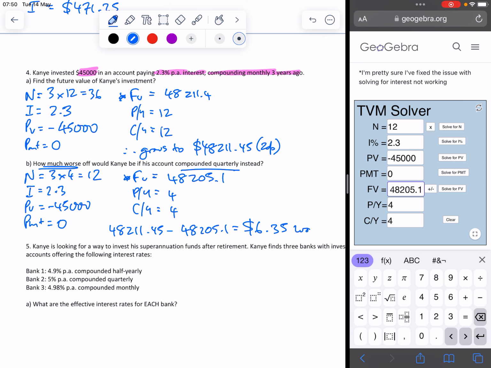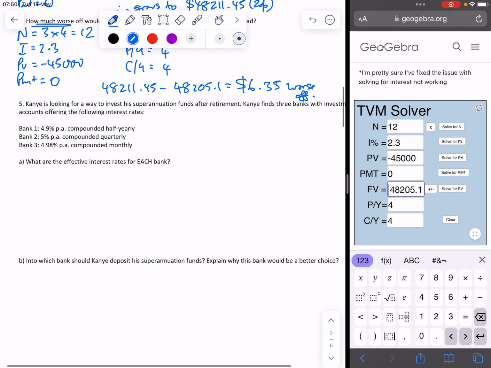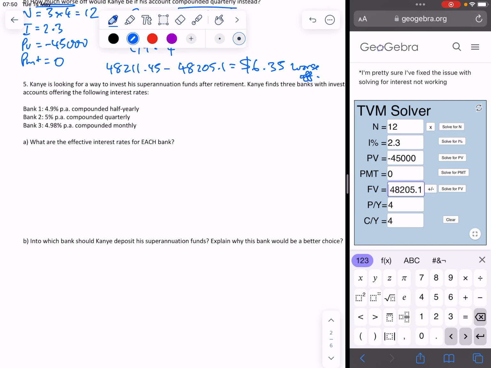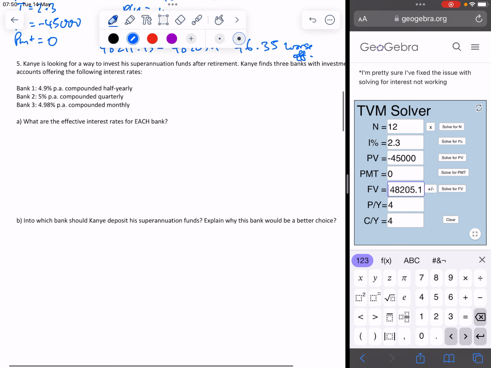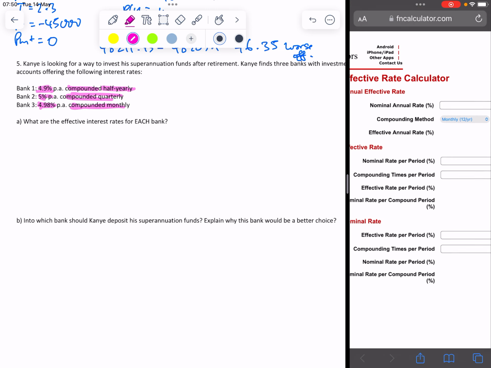Kanye is looking to invest his superannuation funds. He finds 3 banks with investment accounts offering the following rates. Notice they're all compounding: 4.9 compounding half yearly, 5 compounding quarterly, 4.98 compounding monthly. What are the effective interest rates? So you get access to an effective rate calculator. The way you work those out is Bank 1.